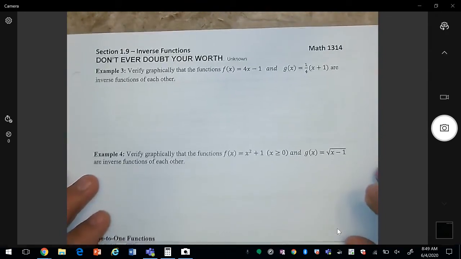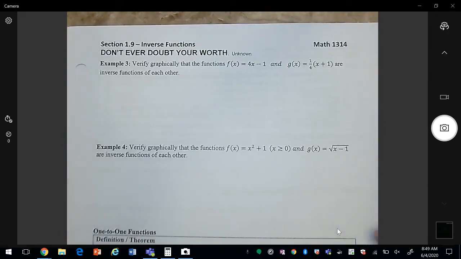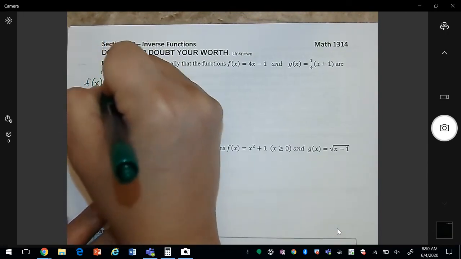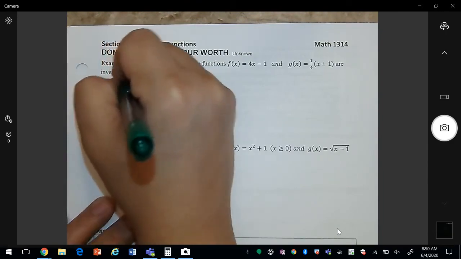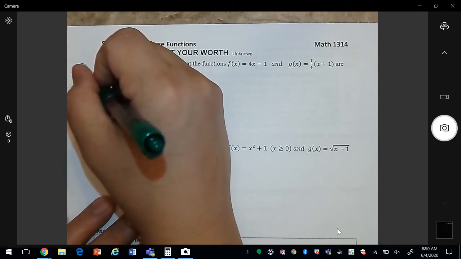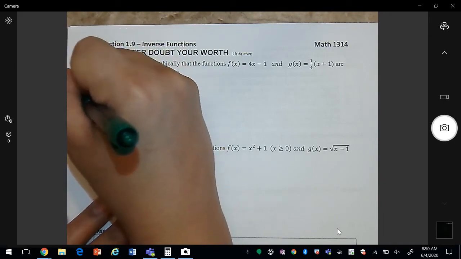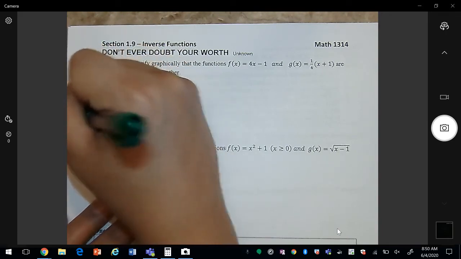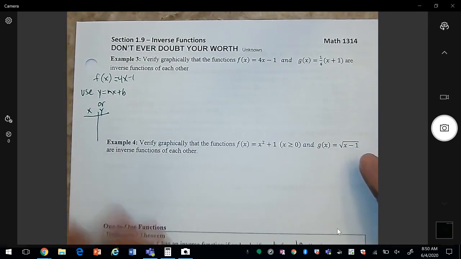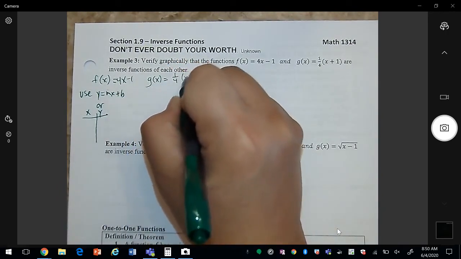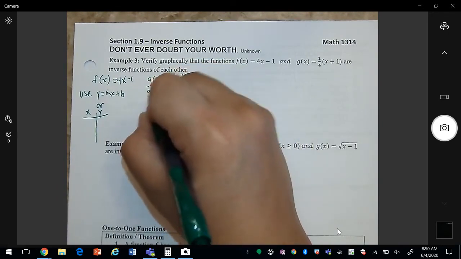So it says verify graphically that the functions f of x equals 4x minus 1 and g of x equals 1/4 x plus 1 are inverse functions of each other. So first we would have to graph f of x. You can use the y-intercept or you can use a table of values. And then for g of x, we have 1/4 x plus 1. We can do the same thing.